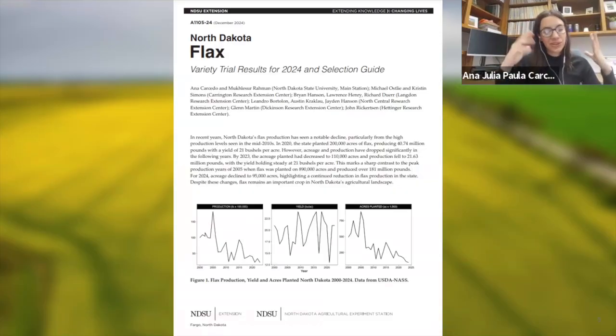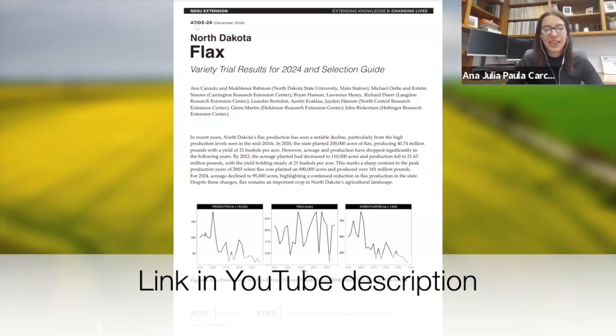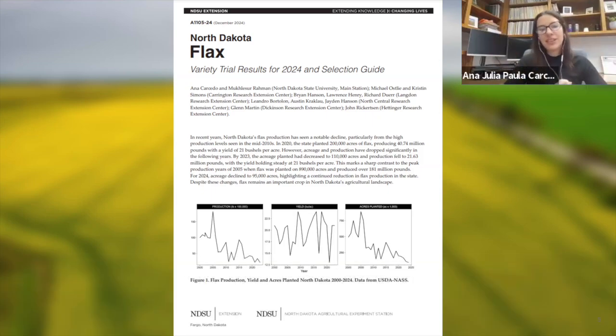And then we're going to start talking about what I want to show you today. That is the variety trials. If you are interested in seeing this, we have printed copies. We sent them to most of the counties here in North Dakota. So if your county already gave them all out, just send a message and I will be happy to deliver it for you. And if you don't want a hard copy, it's also available on the internet. So get your flax variety trial copy.